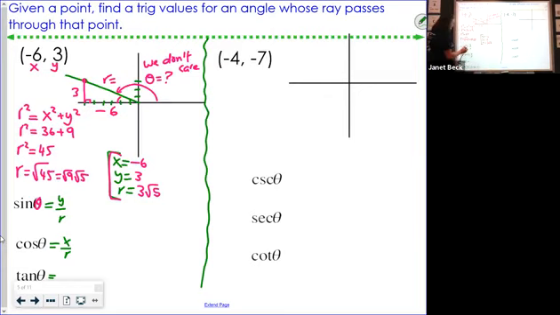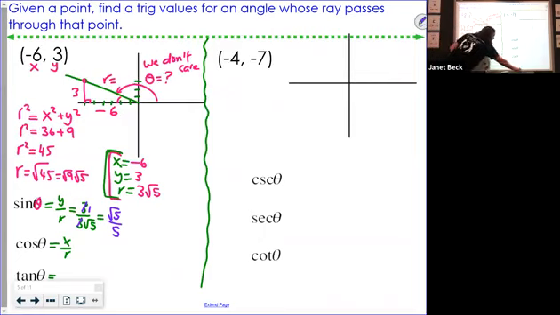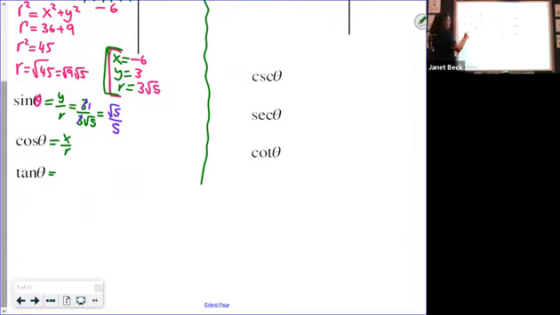Our sine of theta is the y divided by the r. The y is 3, and the r is 3 square root of 5. Yeah, that's ugly. Can I clean that up? Yes, I can. Simplify, divide by 3, divide by 3. So I've got 1 over the square root of 5. And remember, we want to rationalize this. We don't want an irrational number in the denominator. Multiply top and bottom by the square root of 5, and you end up with square root of 5 over 5.